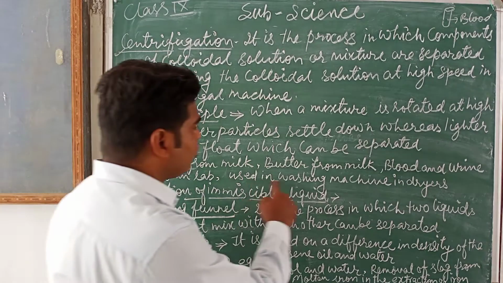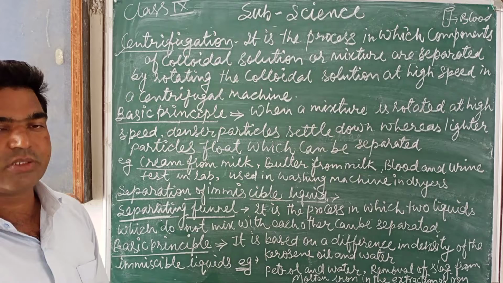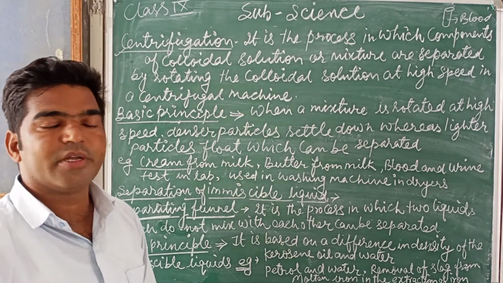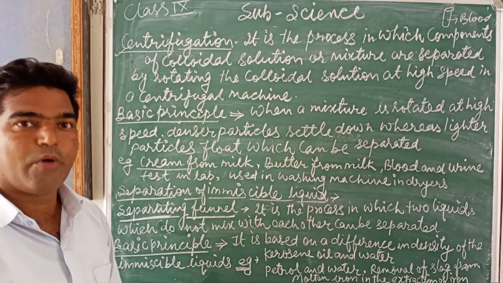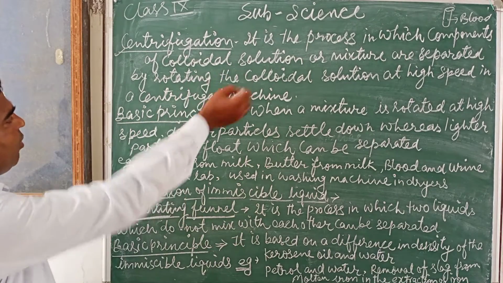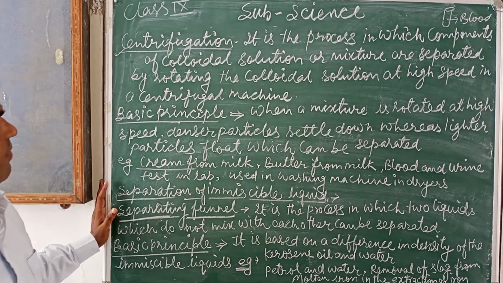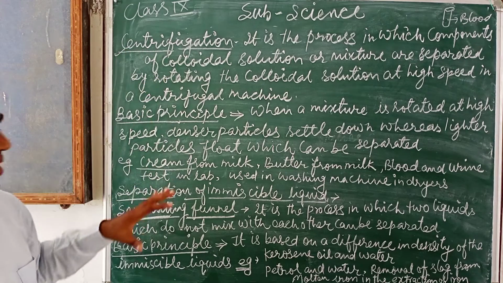This process is also used in washing machines and dryers. The water is squeezed out of the clothes by spinning or rotating at high speed in the washing machine. So all these are examples where the centrifugation process is used.